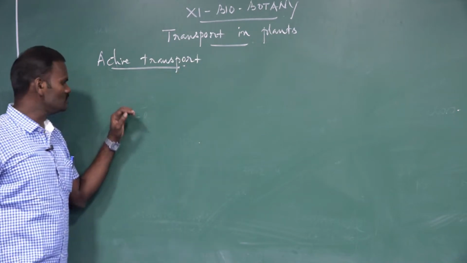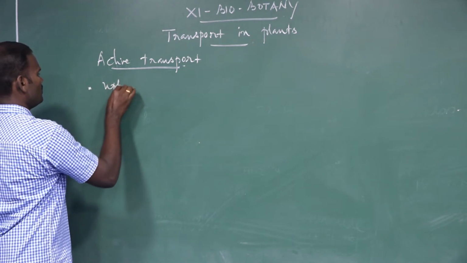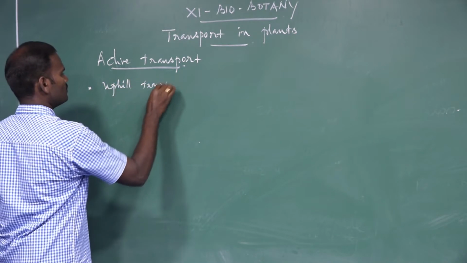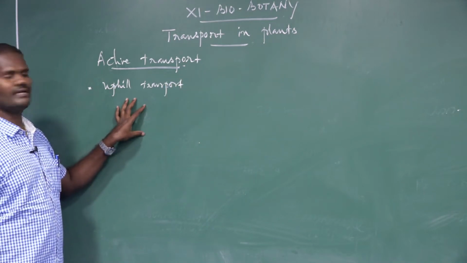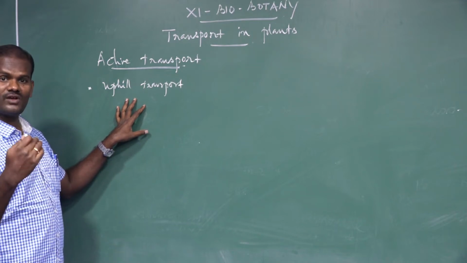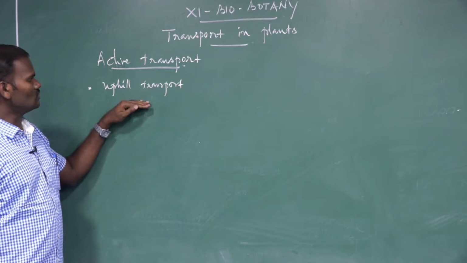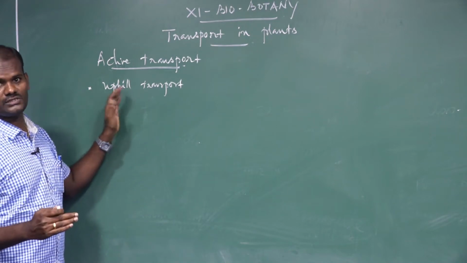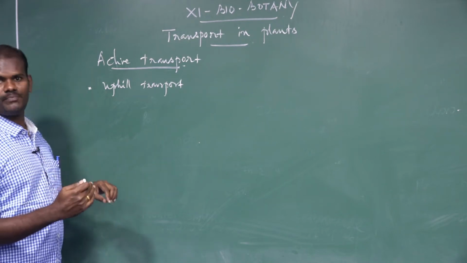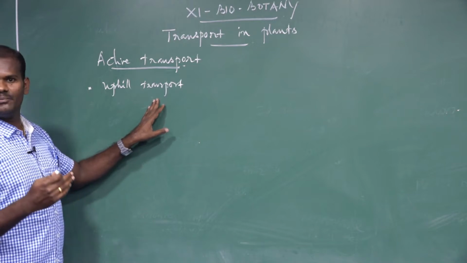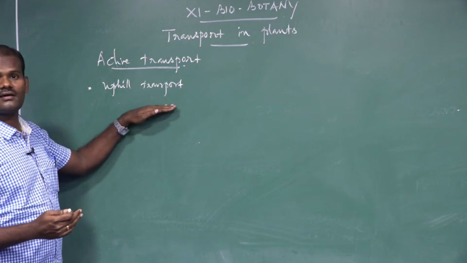Then what is active transport? Active transport is nothing but uphill transport. Metabolic energy is essential. They utilize metabolic energy to transport molecules from a region of low concentration to a region of higher concentration, against the concentration gradient. It is opposite to passive transport. Passive transport is a downhill transport along the concentration gradient, whereas active transport is uphill, moving molecules from low concentration to higher concentration.